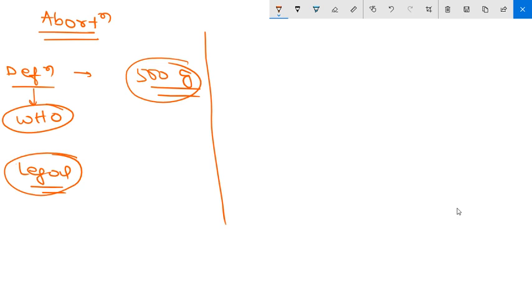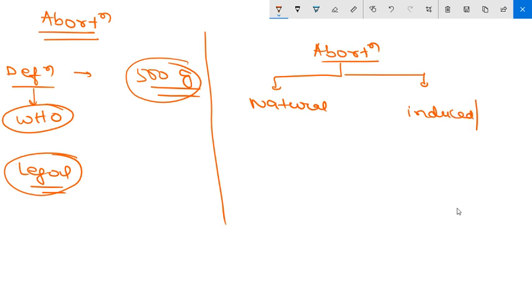Okay, so first, on the basis of the procedure, whether it is legal or illegal, abortion is classified into two categories. The first one is natural abortion, also known as spontaneous abortion, and the second one is induced abortion, also known as artificial. So natural or spontaneous, and induced or artificial. Now natural or spontaneous abortion includes threatened abortion, complete abortion, incomplete abortion. I will discuss natural abortion in detail.